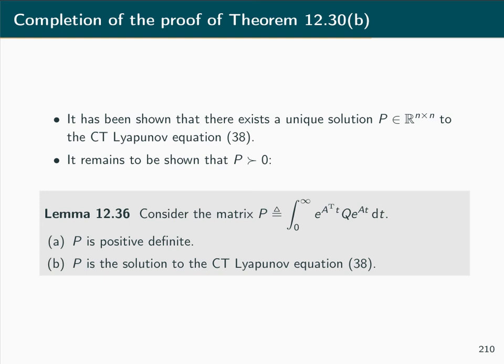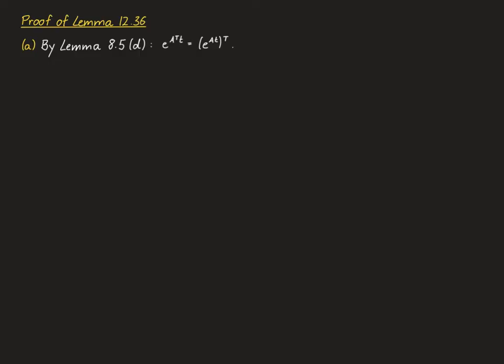So we provide an explicit formula for P, and we claim that A, the so defined P is a positive definite matrix, and B, the so defined P is the solution to the continuous time Lyapunov equation. Now let's also prove Lemma 12.36.